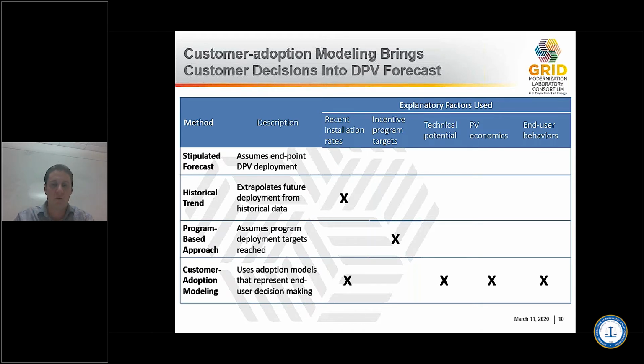But finally, our fourth approach, which again we do believe is the best in class right now, is customer adoption modeling. And so this is a bottoms-up methodology that incorporates many, though not all, of the explanatory factors. It includes recent installation rates. It includes upper bounds on what is technically possible and what is economic for solar in a given year. And it also does include consumer behavior into the adoption forecast. So we'll be spending the majority of our time on customer adoption modeling, what it means and how to do it. Next slide, please.